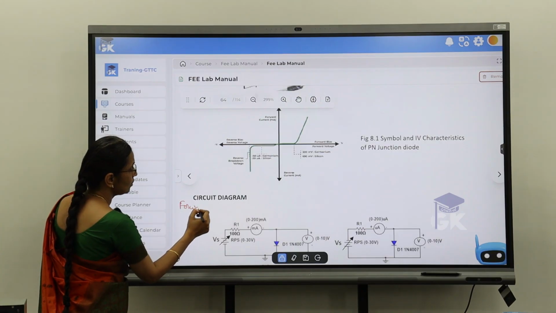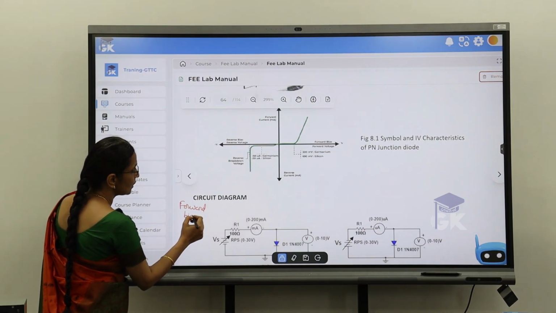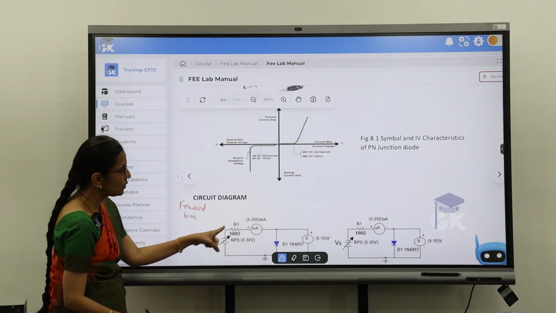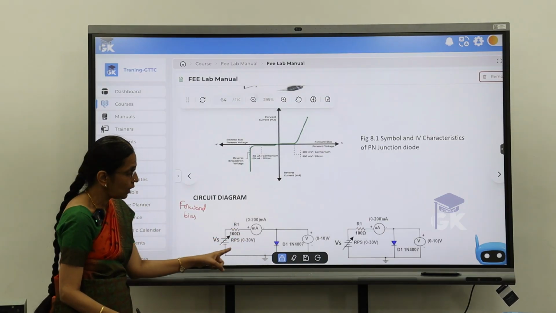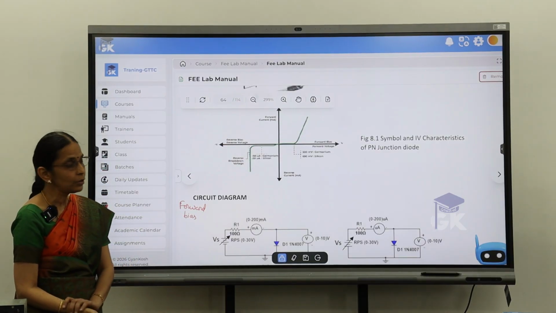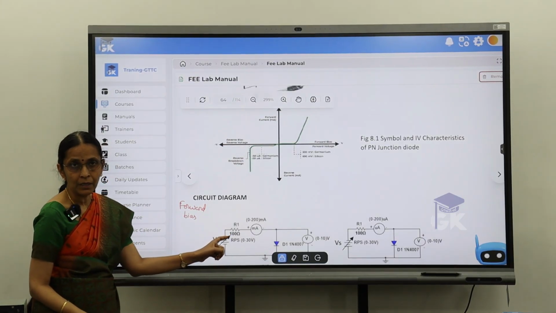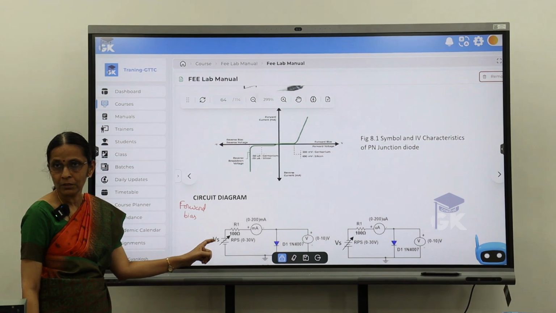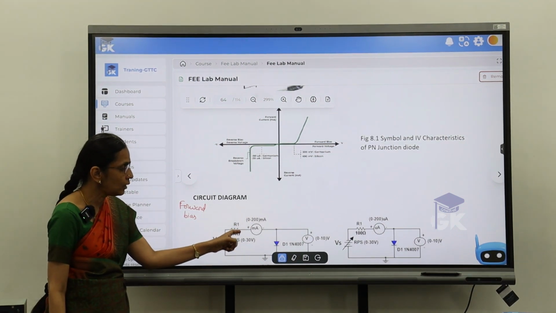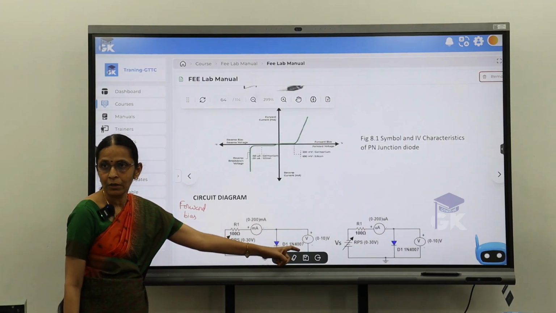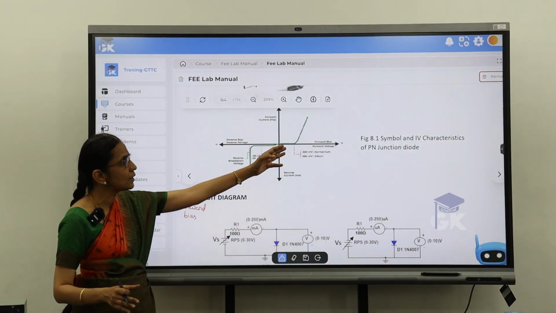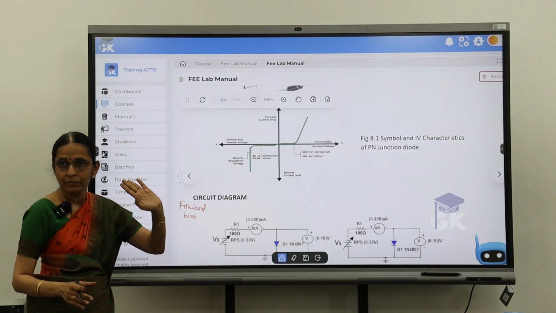In this forward bias condition, the positive is connected to the anode and the negative of my battery is connected to the cathode. So what will I do here? I will vary the RPS, that is the power supply we saw yesterday, in steps of say 0.1, and then note down the current as well as the voltage. Tabulate it and plot it so that I will get this curve.